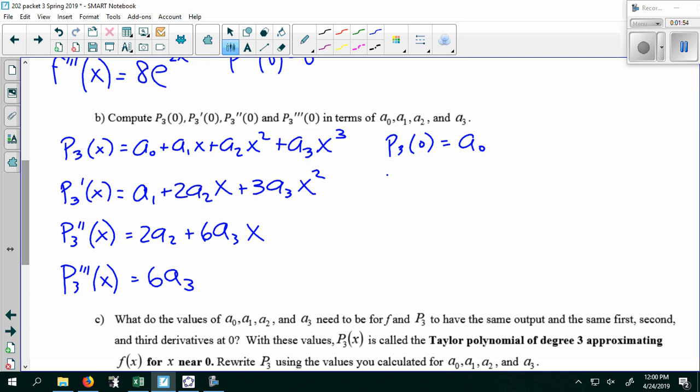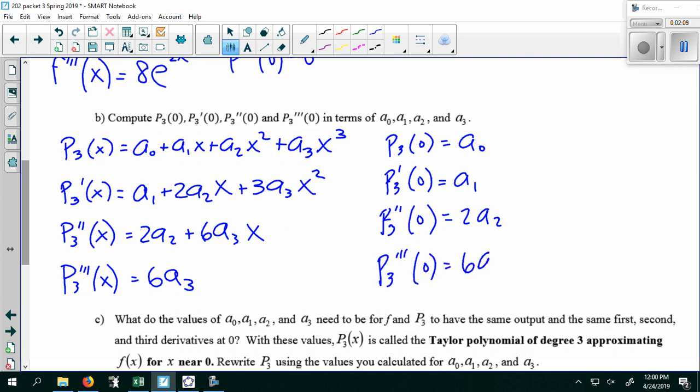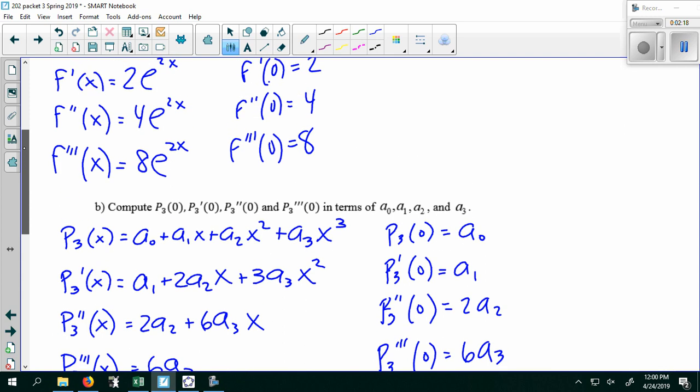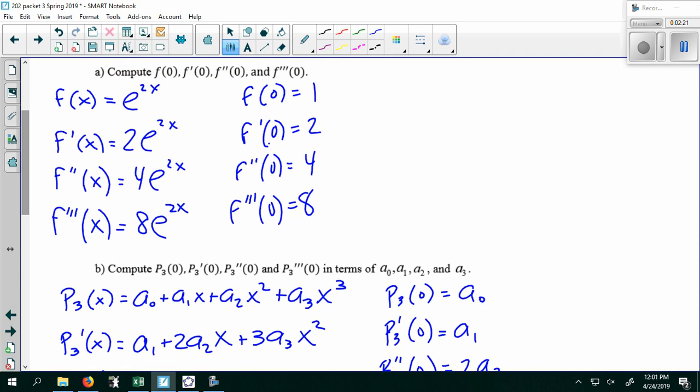and I get a0, a1, two a2, and 6a3. So what do the values of a0, a1, a2, and a3 need to be? I need to set the function values equal to the impersonating function values. So f of 0 has to equal P3 of 0. So that means that 1 has to equal a0. This has to equal this. And 2 has to equal a1.